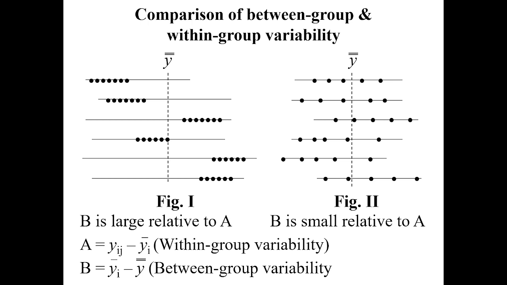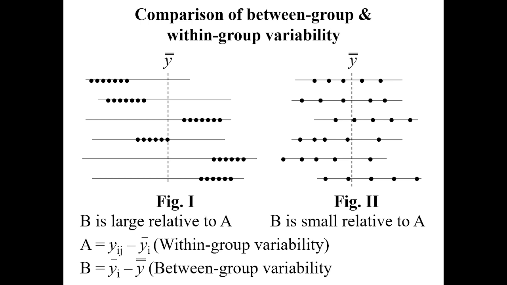I have 2 figures here on the left hand side and right hand side, both representing 6 groups, each group represented by a straight line, and the dots on each line indicate the individual observations within that group. The vertical dotted line, Y double bar, is the overall mean for all the groups put together.